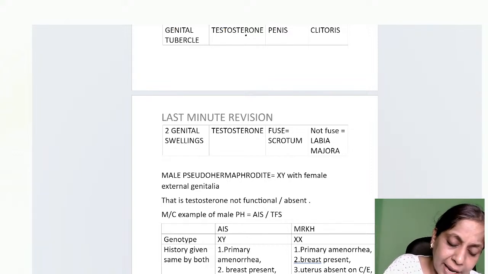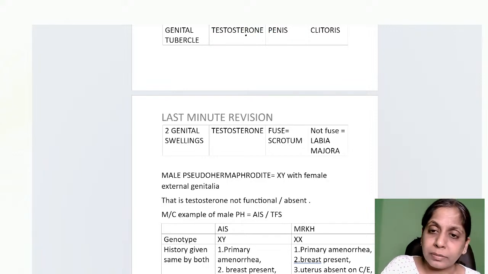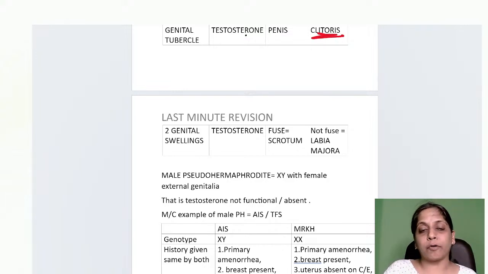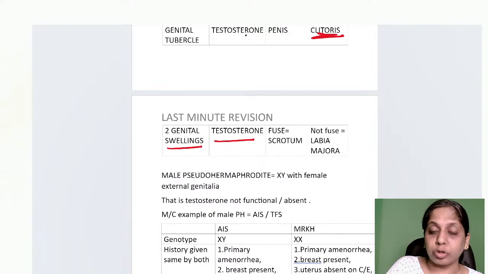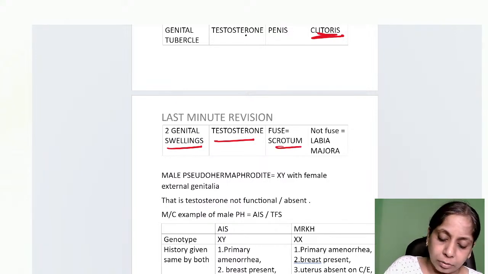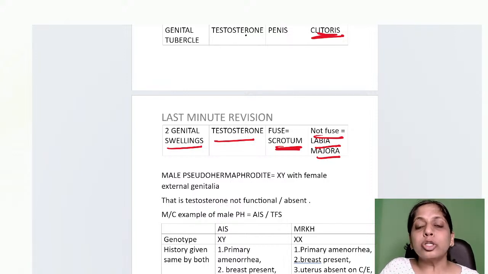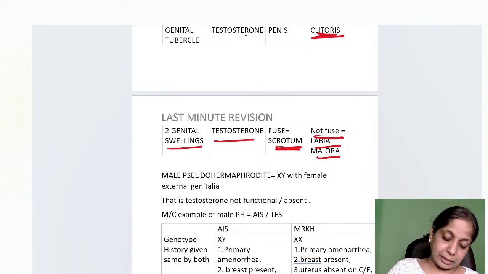The genital tubercle, when acted upon by testosterone, forms the penis, and in the female, in the absence of testosterone, it forms the clitoris. The genital swellings, in the presence of testosterone, fuse and form the scrotum, and when they don't fuse, they form the labia majora. So it is very clear: if testosterone is present, there will be male genitalia, and if testosterone is absent, there will be female genitalia, no doubt in that.